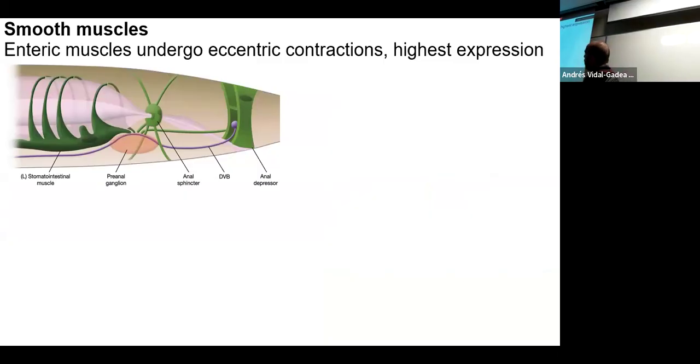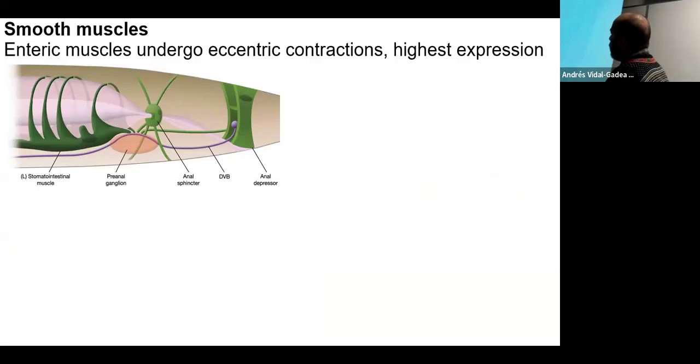Another type of smooth muscle is the enteric muscles. Just like in humans, the worms have smooth muscles and they're used to, basically, poop. And so you have these somatointestinal muscles here that grow like fingers that squeeze the intestine and push the food down, right? And then you have the anal depressors that are used to actually defecate.